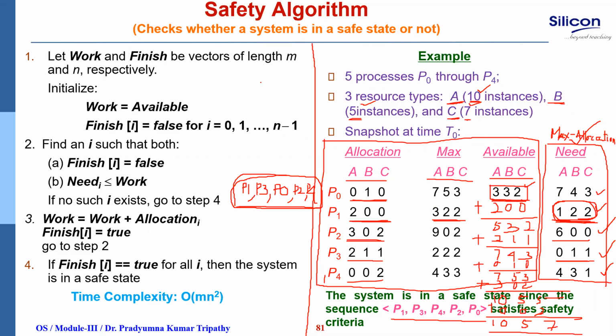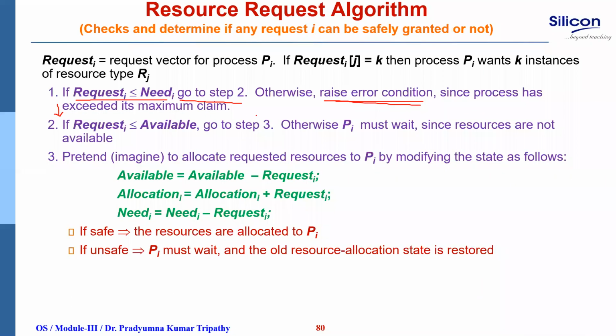So it says it will check whether request is less than need or not. If request is less than need, then go to step 2. But if request is not less than need, that means request is more than need, and it raises an error condition, because the process has exceeded its maximum claim. It has earlier declared 5, and now it is demanding more than that. That means it is an error. Correct? So first we must check that request is less than need.